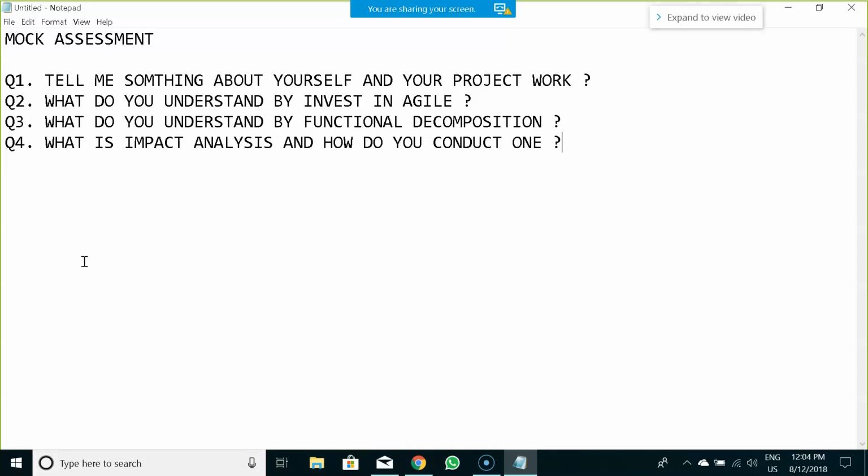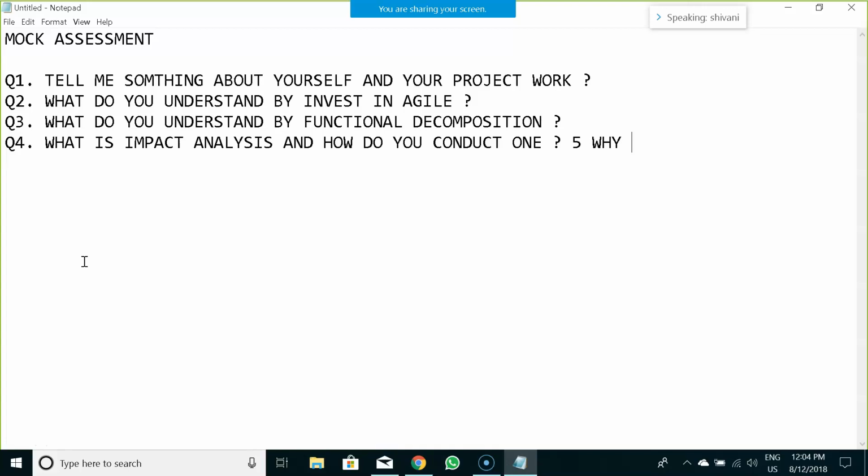Okay. Can you explain to me the 5-why technique in impact analysis? I didn't get the question. Can you explain the 5-why technique in impact analysis? I don't know the answer, sorry.